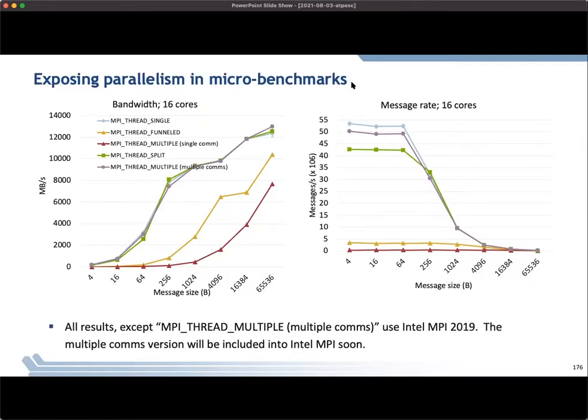As you can see, with this multiple communicator optimization and an optimized MPI library, we'll be able to achieve bandwidth and message rate that is close to thread single, which is basically the process-only MPI communication. So that's essentially the ultimate goal.